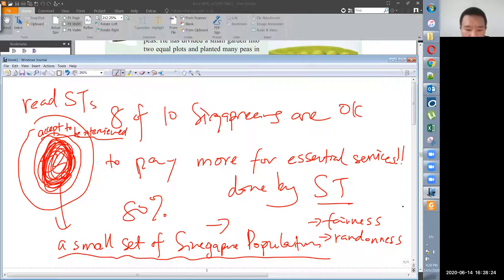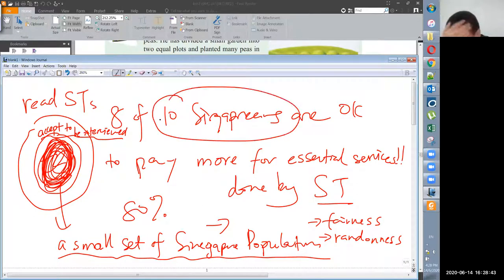Okay, so just now you talked about those who have the time. I am very sure those who work don't have time. So those who have time are basically retired, right? Meaning they interview the retired Singaporeans. So how can they ensure fairness and randomness in that case? They cannot. So with this example, 8 of 10 Singaporeans are okay to pay more for essential services.